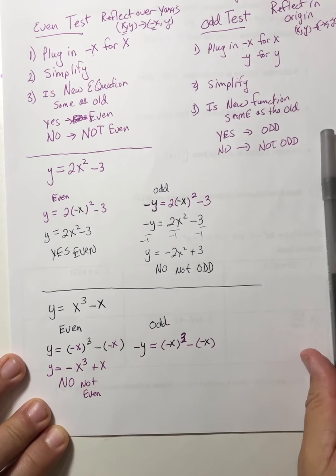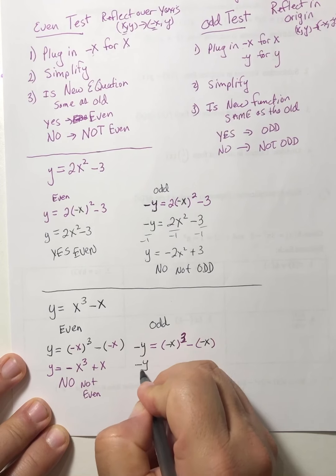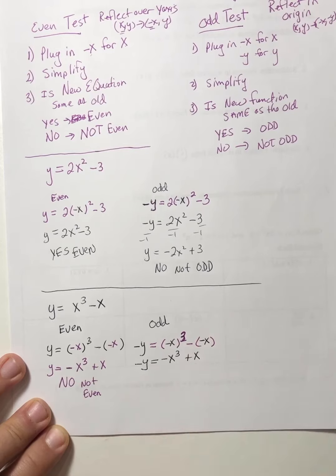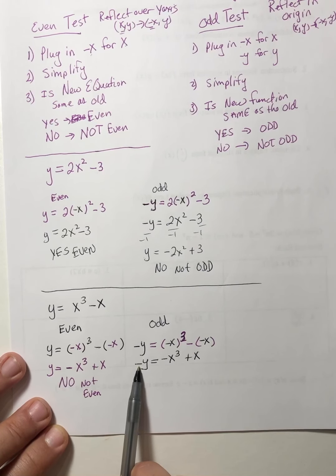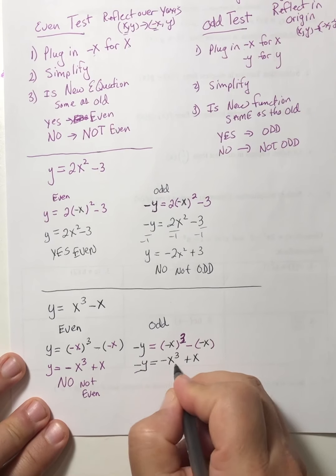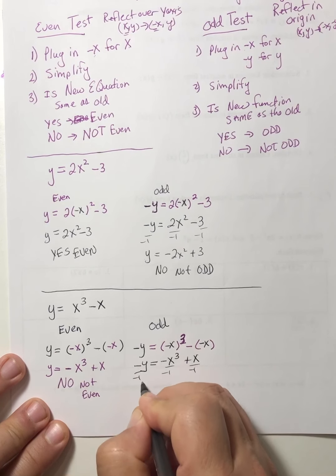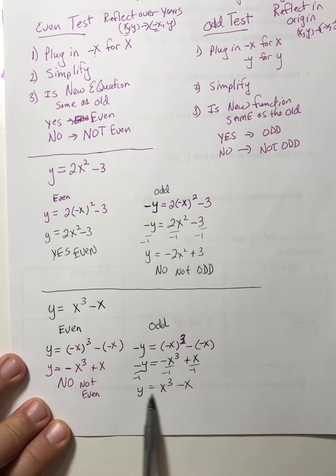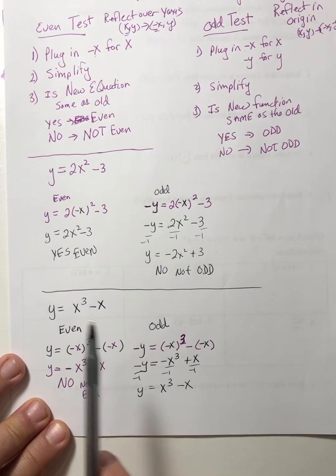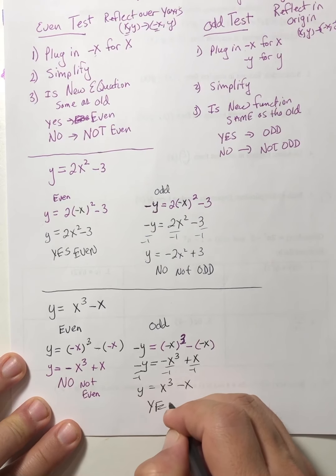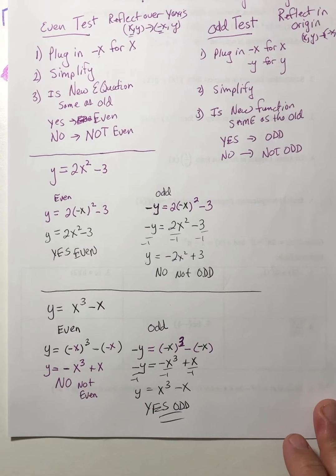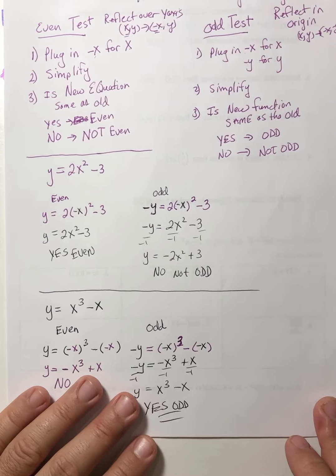All right. So negative y equals, right, this is negative x cubed plus x. Remember, this says negative y. We're not done yet. So now we have to divide everything by a negative 1. So y equals x cubed minus x. Is this the same as the original? Yes, it is. So yes, odd.